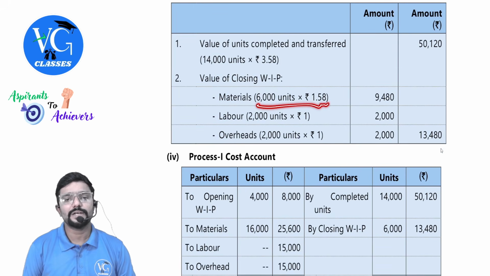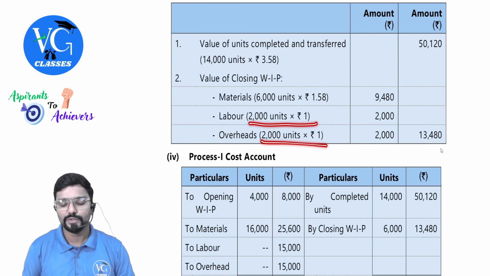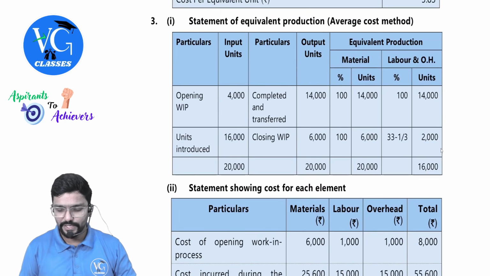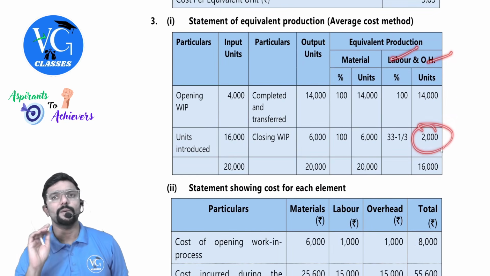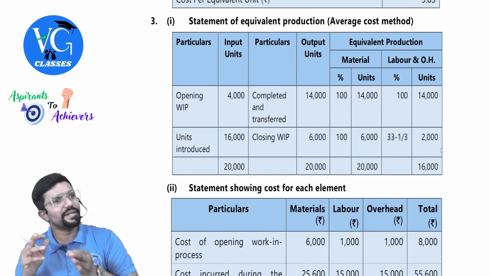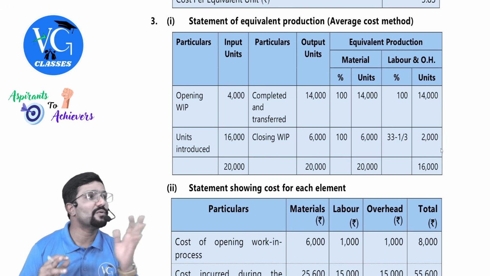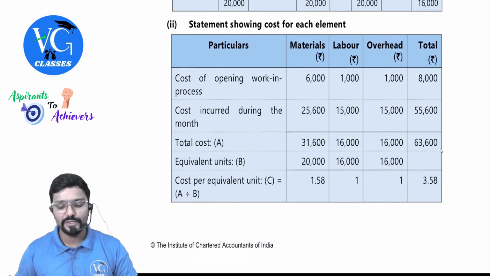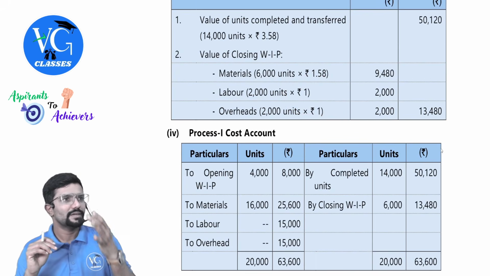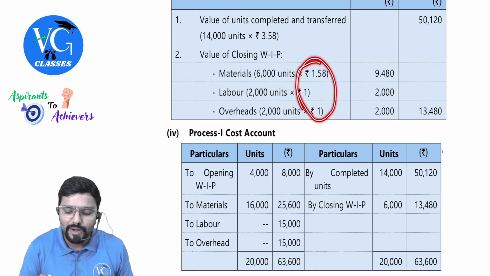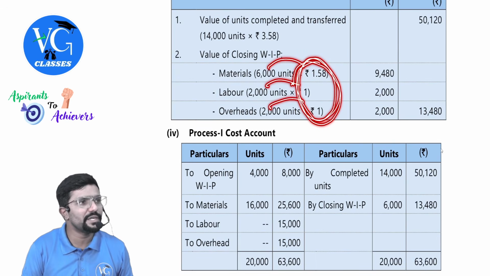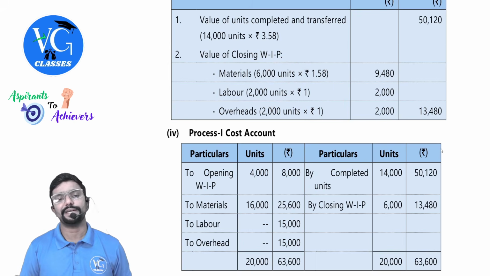6,000 into material cost per unit, 2,000 into 1, 2,000 into 1. Sir, how did we get this 2,000? The equivalent units, guys, with respect to labor and overhead. So please be careful while calculating the cost. When you are multiplying cost per equivalent unit, your units should be equivalent units. By mistake, if you do 6,000 into 1 here, then you will go wrong. Clear? Because these figures are per equivalent unit, so when you are multiplying, it should be equivalent units.